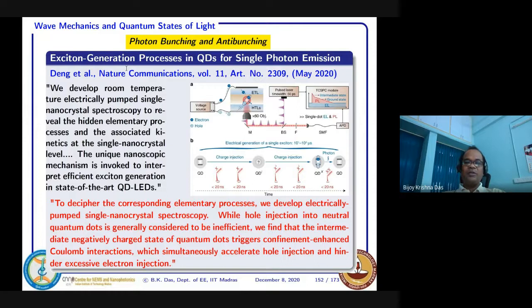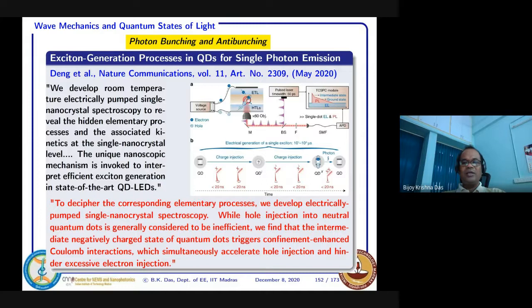I think the actual title is something like: Deciphering exciton generation in quantum dot. That means it was not known till today how these excitons are getting generated, what is the time dynamics, etc. And these guys did a very sophisticated experimental setup.